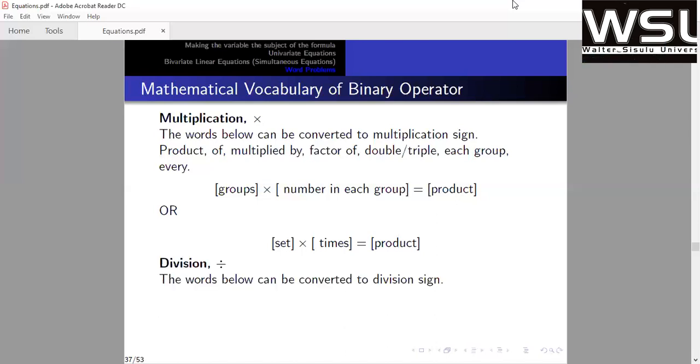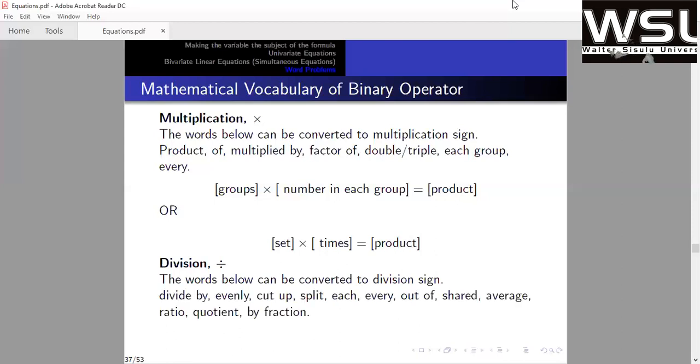And then lastly, we've got division. And then with division, the words that can be used would be divide by, evenly, cut up, split, every, out of, shared, average, ratio, quotient, by fraction, and so on. So now you'll note that the word each appears, and the word every also appears with both multiplication and division. That's because the wording between these two, it determines whether you're multiplying or dividing.